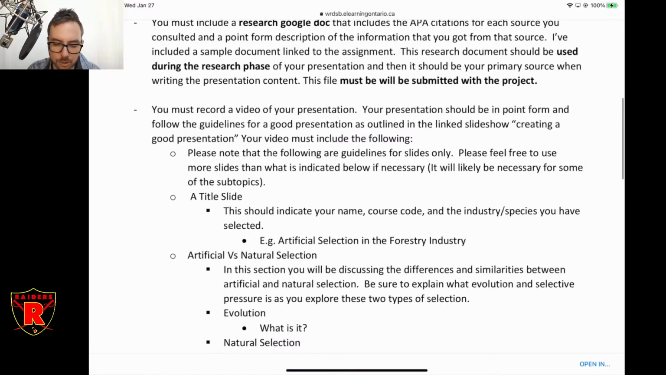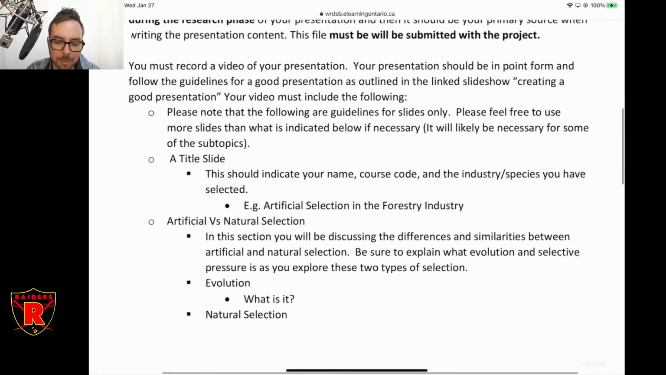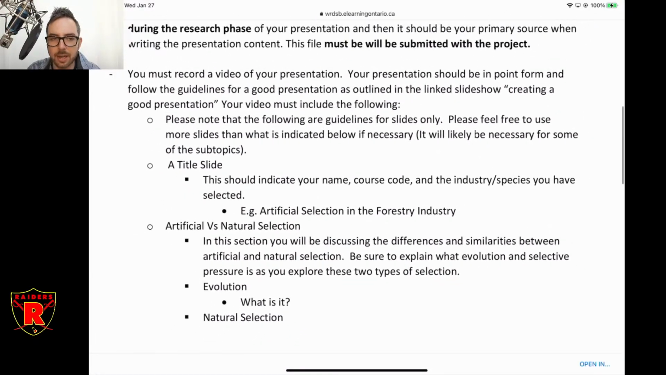So what do you need to include specifically? I mentioned on here that these are guidelines for slides. So you don't have to have one slide for each of these. I noticed on some of the other presentations, people are trying to get one slide per this idea or whatever. That's not necessary. A general guideline is that you want a slide for about 30 seconds of presentation, but you can modify that quite a bit.